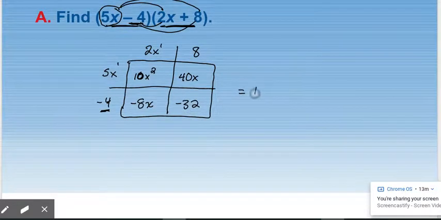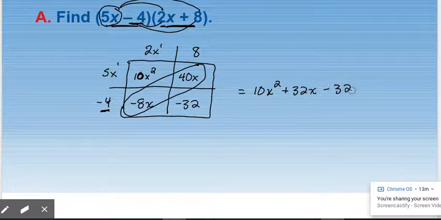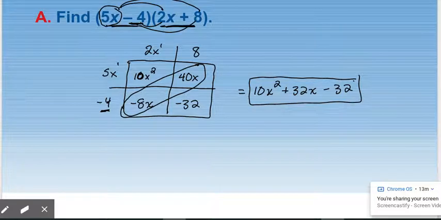So I got my x squared. Now these x's are like terms. I'm going to add them up. Negative 8x plus 40x is positive 32x. Then we have minus 32. And that'd be our answer.